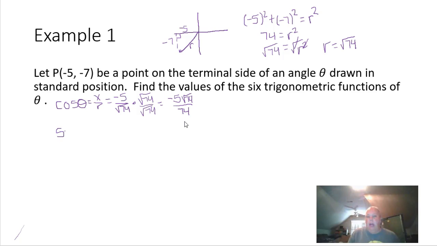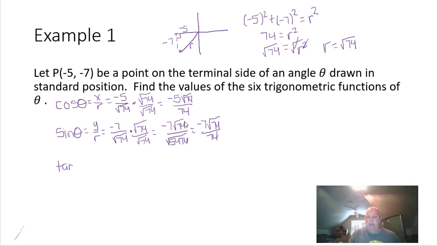All right, when we get to the sine, it is defined to be the y-coordinate divided by r, the y-coordinate of our point, -7. Again, r we found to be the square root of 74, and if we rationalize that denominator, we're going to get -7 times the square root of 74. Again, it's going to be over the square root of 5,476, but we know the square root of that is 74. So -7 times the square root of 74 over 74, and this won't reduce.